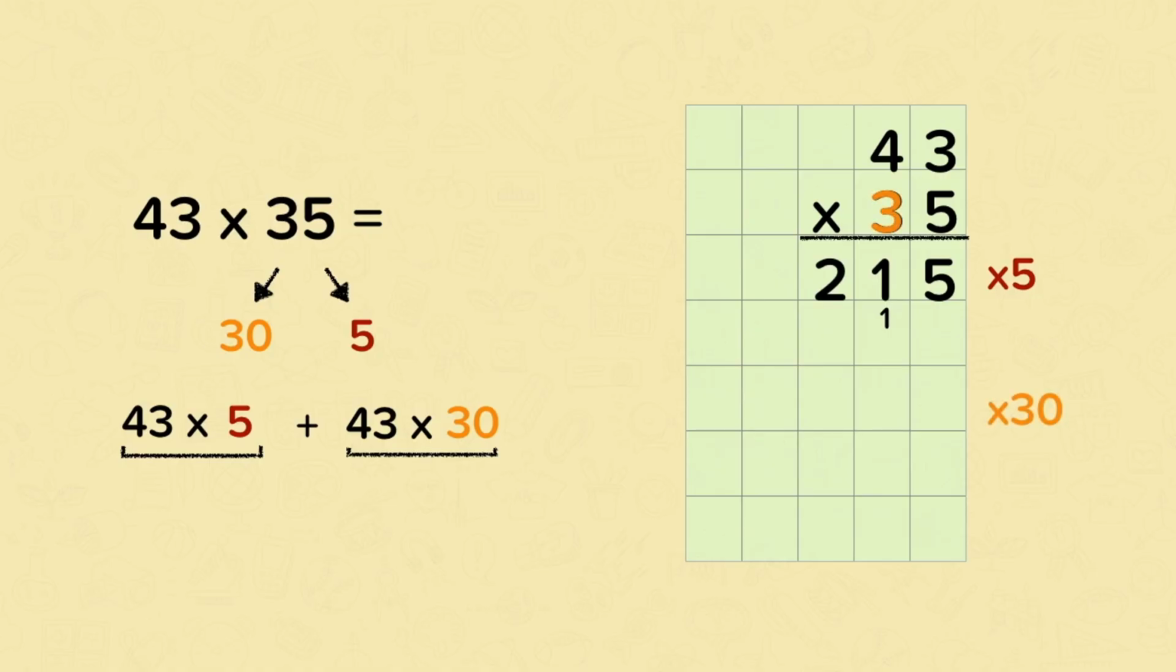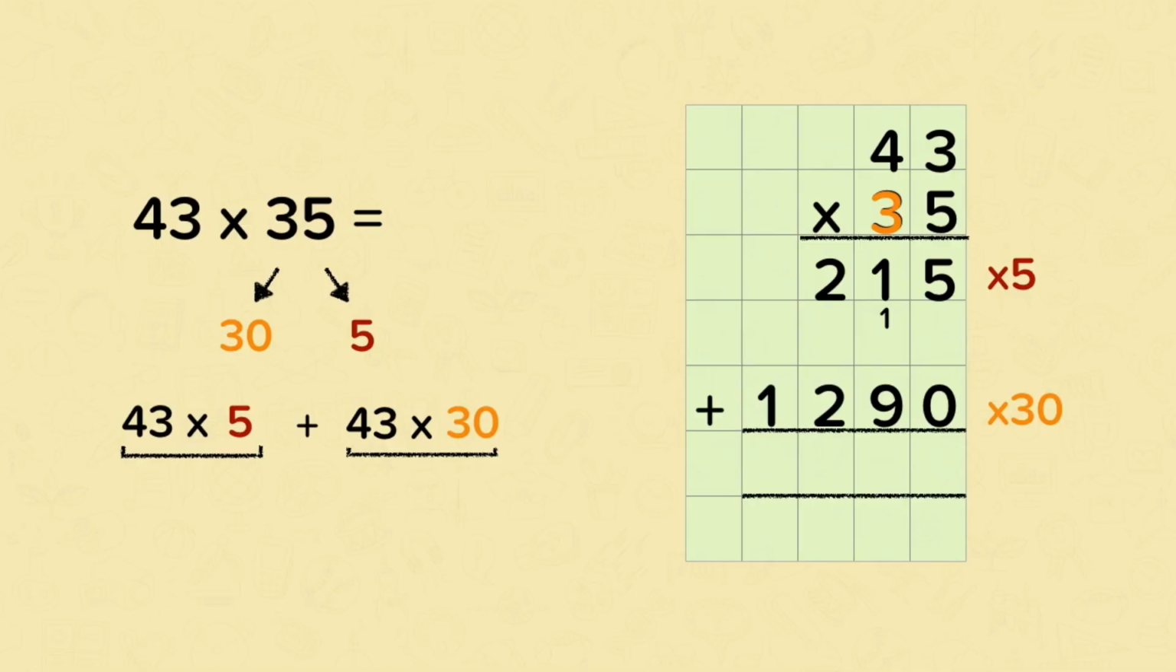Next, work out 43 times 30. An easy way to do this is by multiplying by 3, then by 10. So 3 times 3 equals 9, which when multiplied by 10 becomes 90. Next, 4 times 3 equals 12, which means that 40 times 30 equals 1,200, and 43 times 30 equals 1,290.